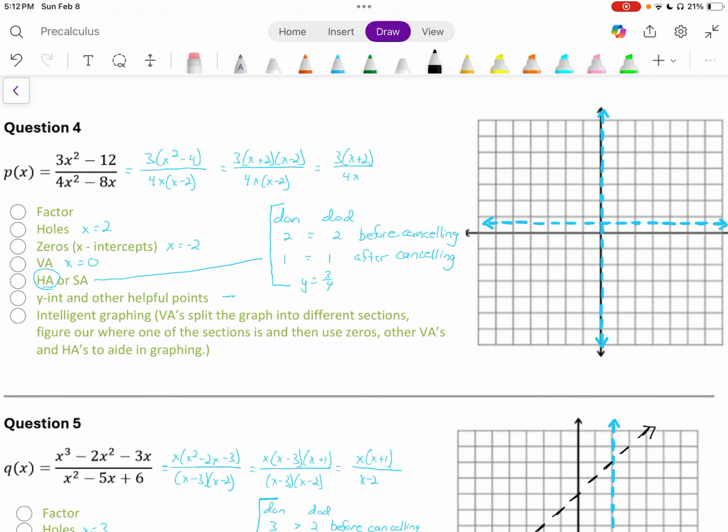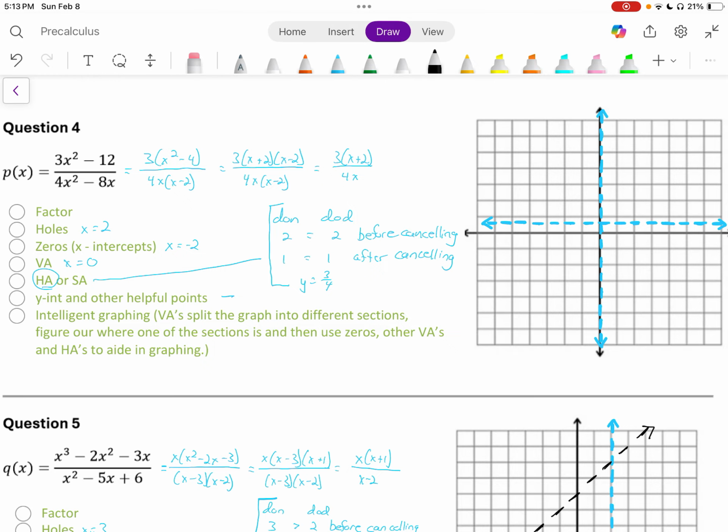All right, we'll be doing questions 4, 5, and 6 from our third assignment of 3.7 and 3.8, graphing rational functions. Looking at function p of x here, we need to factor. We see that there is a 3 in common, so we can factor out a 3. We're left with x squared minus 4. In the denominator, we see there is a 4 in common and an x, so we can factor out a 4x. Factor that out, we're left with an x minus 2. X squared minus 4 factors to x plus 2 times x minus 2.